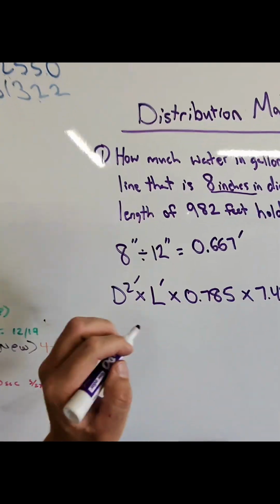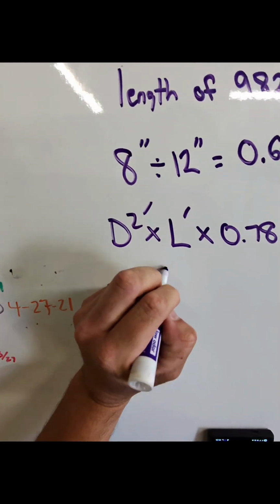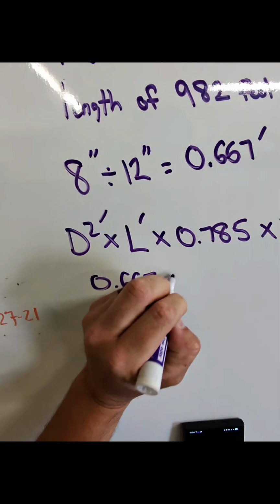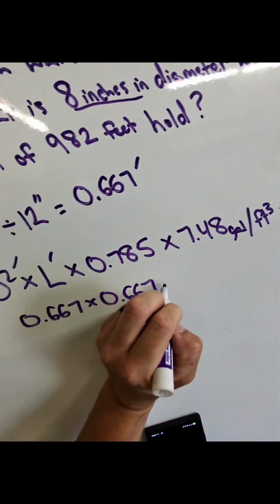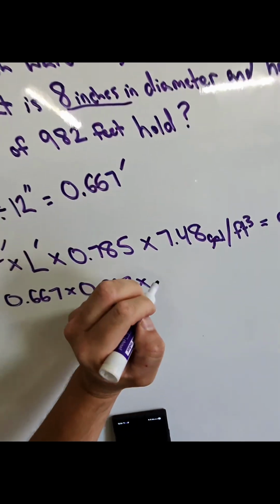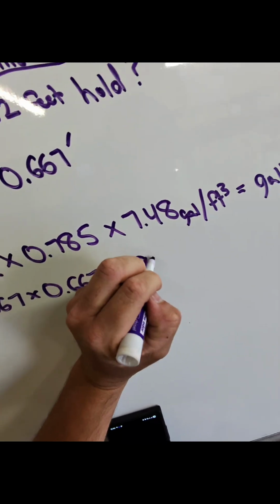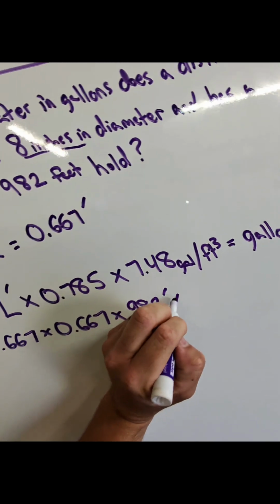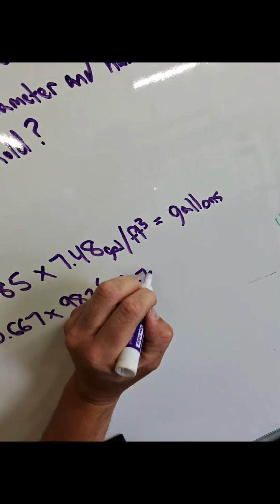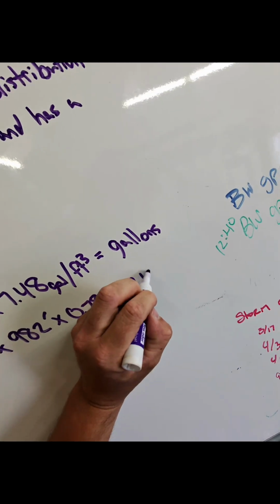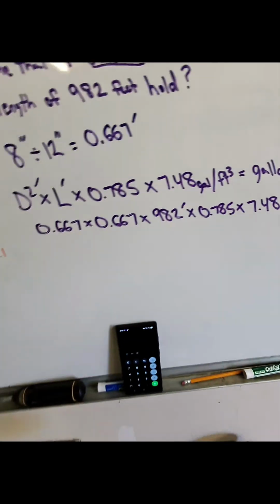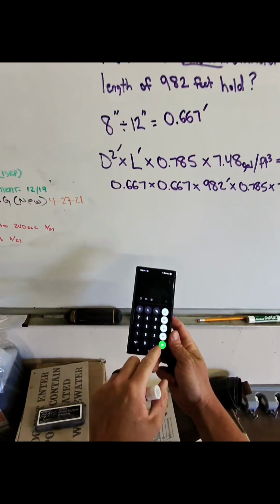So we go diameter, so it's 0.667 times 0.667 times the length, which is 982 feet, times 0.785 times 7.48, and then let's put this in the calculator.